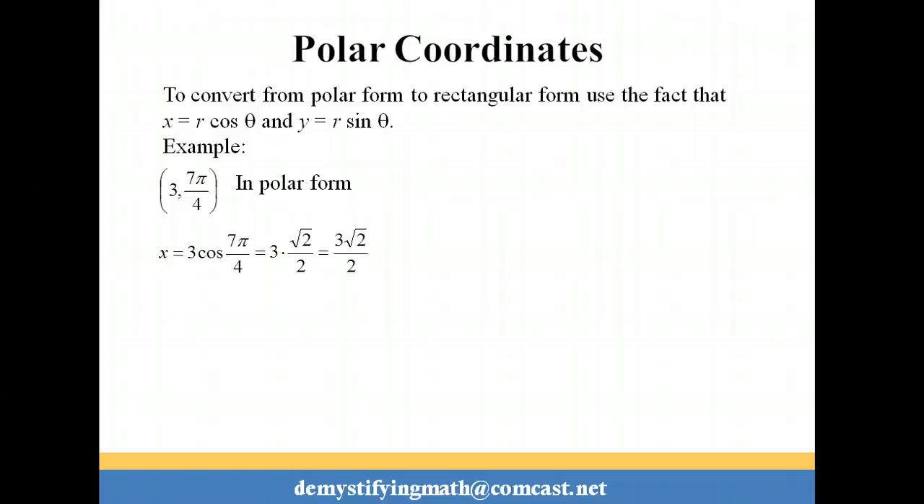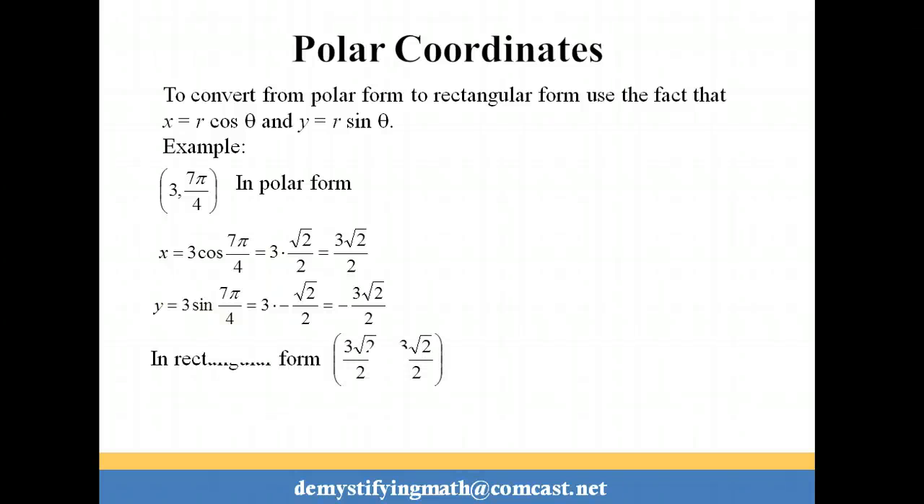Now with 7 pi over 4, your cosine is going to be square root of 2 over 2. So we're going to multiply that by 3. So we have 3 square roots of 2 over 2. And with the sine of 7 pi over 4, you have a negative square root of 2 over 2. And then multiplying that by 3, you have negative 3 square roots of 2 over 2. So you get your rectangular form of the ordered pair.